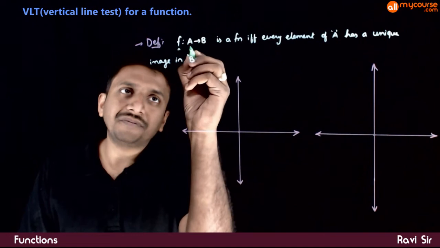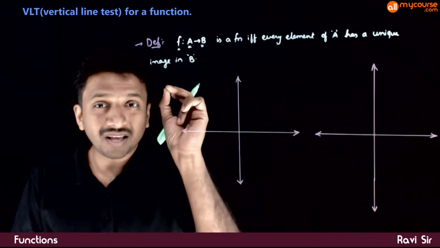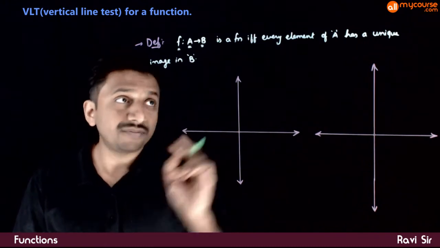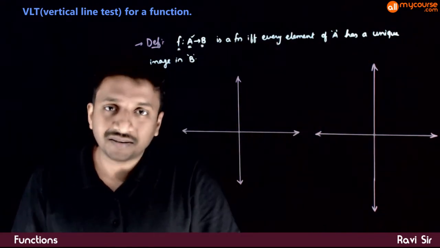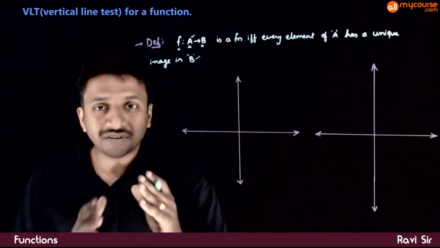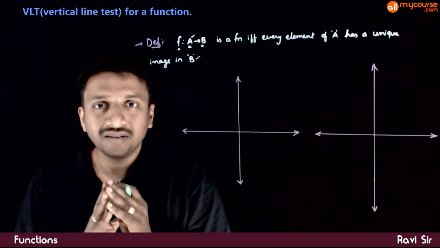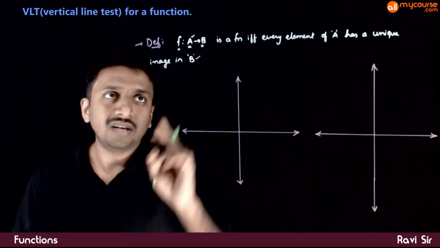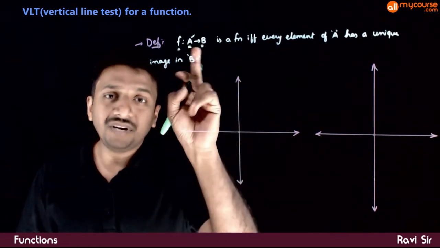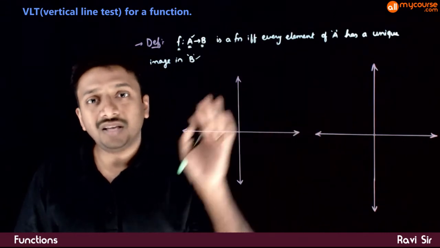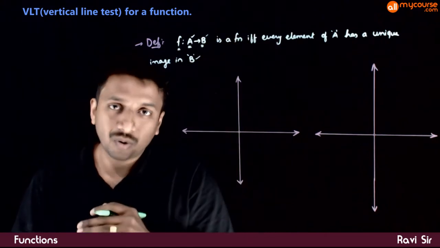If a relation f is defined from A to B, a relation f will be called a function if and only if every element in the first set has a unique image in the second set. So this is the definition of a function. If a relation satisfies this condition, then it is called a function. A relation from A to B is a function if and only if every element of A has a unique image in B. So A is the domain and B is the codomain.